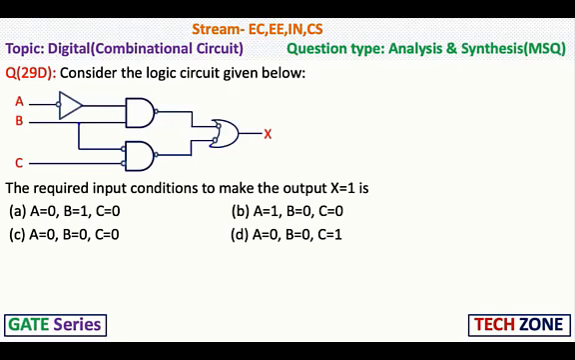Next, consider the logic circuit given below. So this is the logic circuit here. The required input conditions to make the output x equal to 1 is: option A, A equals 0, B equals 1, C equals 0. Option B, A equals 1, B equals 0, C equals 0. Option C, A equals 0, B equals 0, C equals 0. Option D, A equals 0, B equals 0, C equals 1.